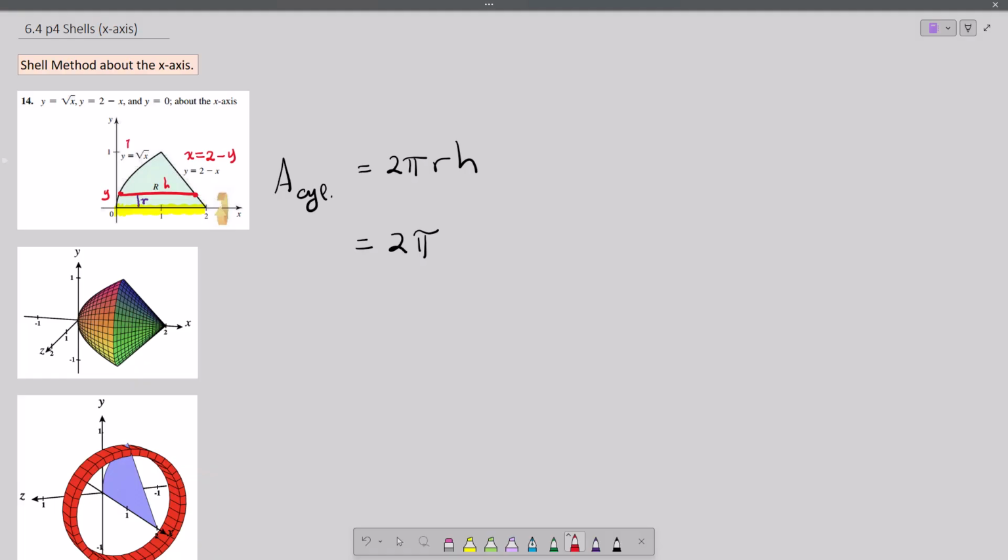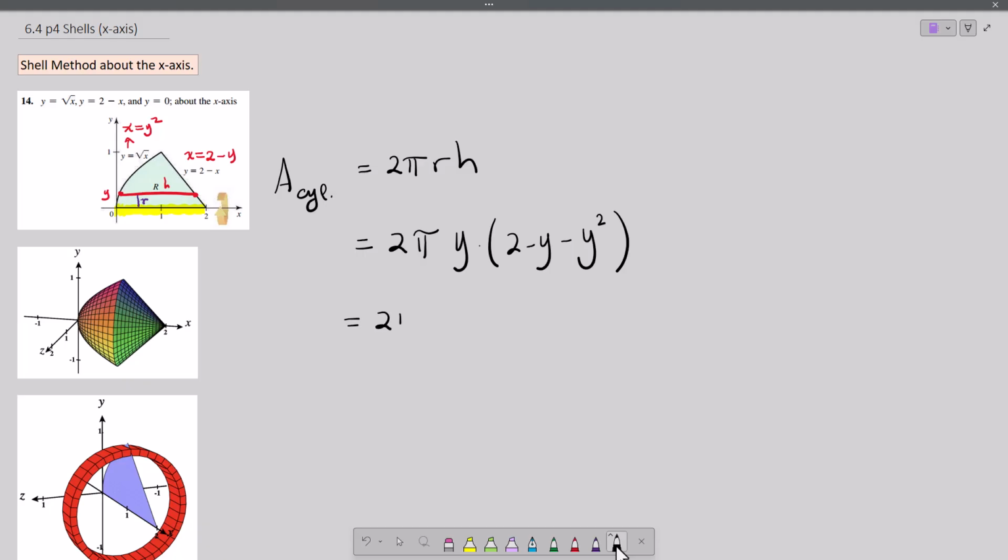And this one, we've seen this one a couple times, x equals y squared. That's going to be the left one. How about the radius? Y. Do you see that it's just y? Wherever you draw this horizontal element, y is the distance it is from the axis of rotation, so y is the radius. So this is going to be 2 pi y, and then the height is this horizontal distance, which is right x coordinate, 2 minus y, minus the left x coordinate, which is y squared. So there is the area of our cylinder.